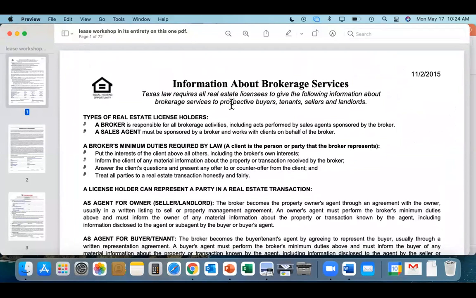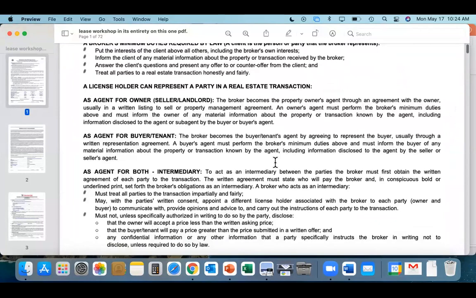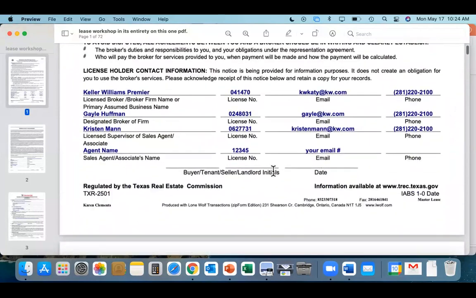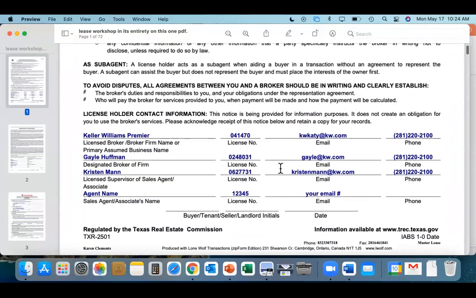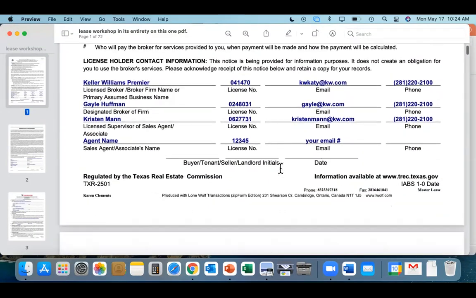All right, sweet. Okay, so the very first one is easy, right? This is our IABS form. So even our tenants get these. They're not just used for buying and selling real estate. They're also used for our tenant and our landlords. So if you're representing a tenant or a landlord, they still get the IABS form.